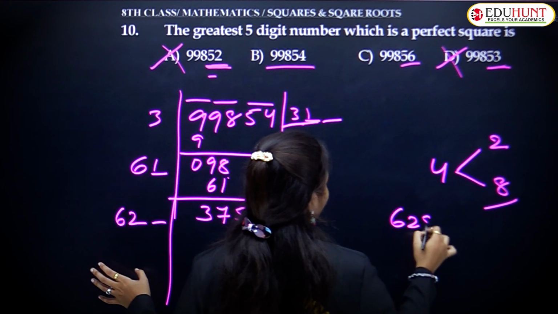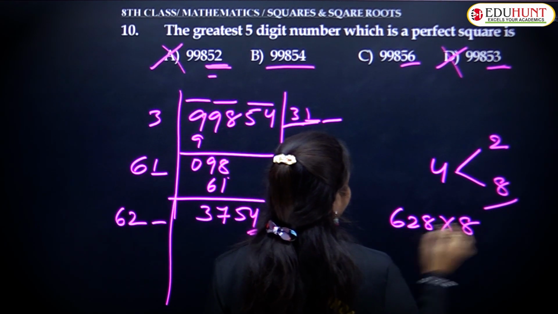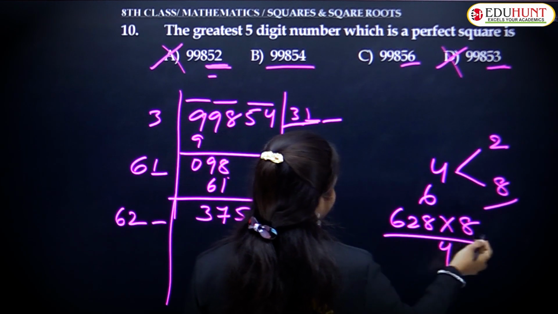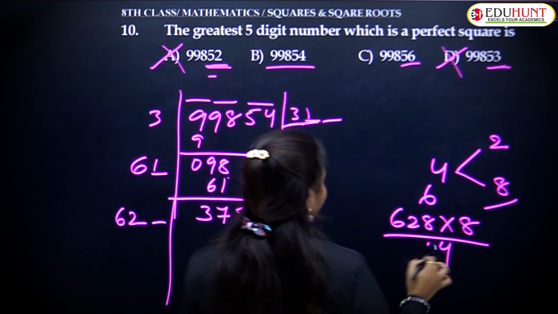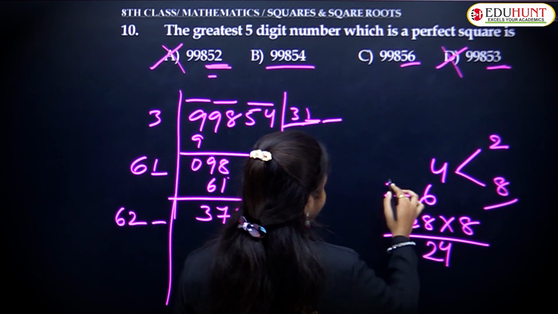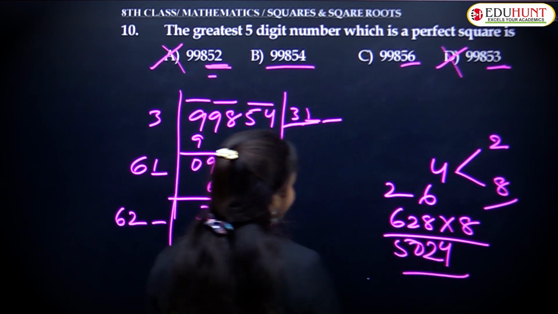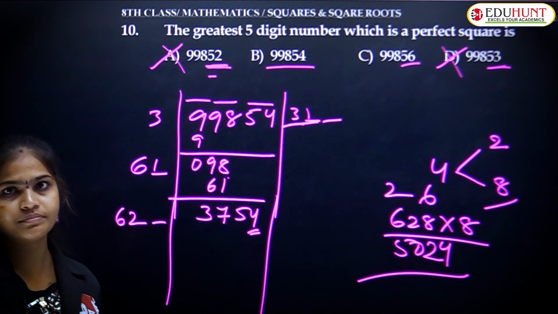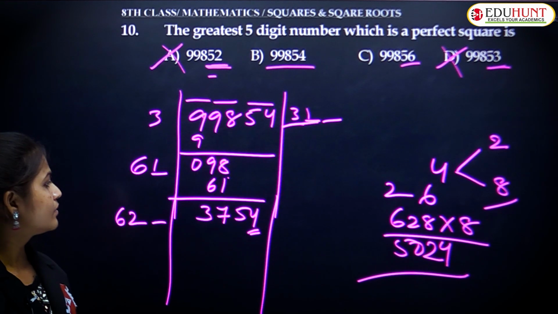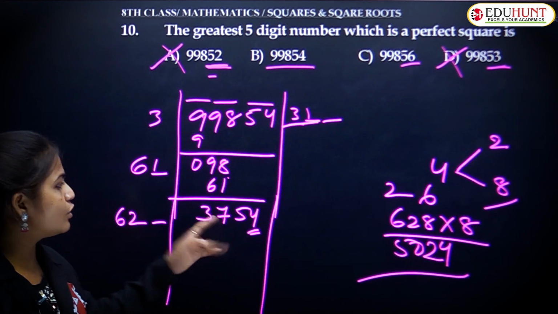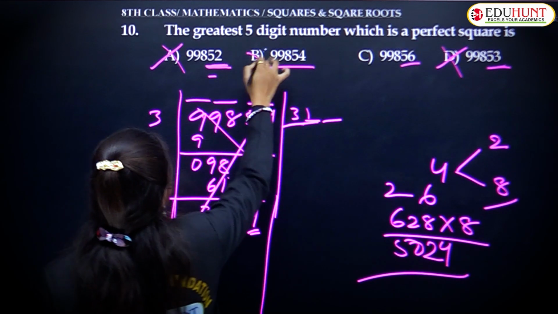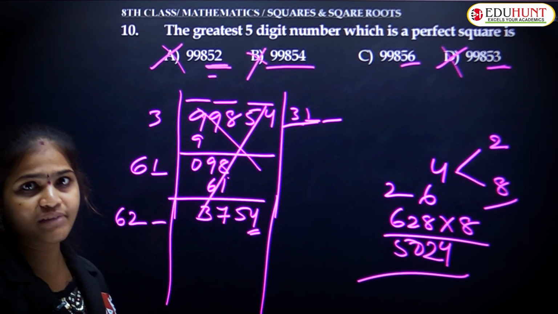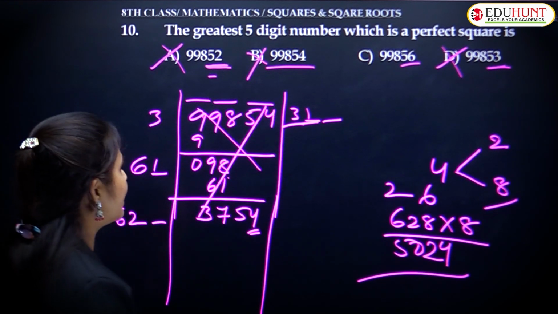So 628 into 8. 8 8s are 64. 8 2s are 16. 16 plus 6 is 22. And 8 6s are 48 plus 2, 50. 5024, which is more here. Yes, so 5024 is more. That's why this is not a perfect square. So this option is also wrong. Still we are having one more number, so we have to check that number also.